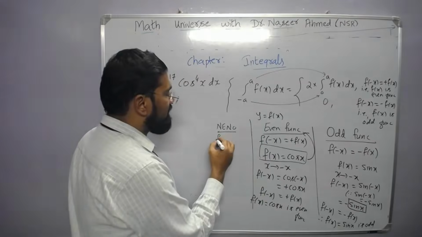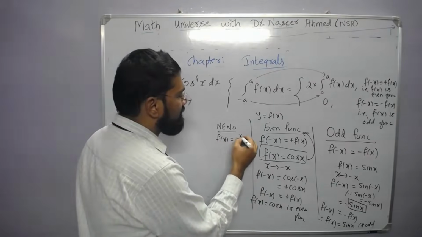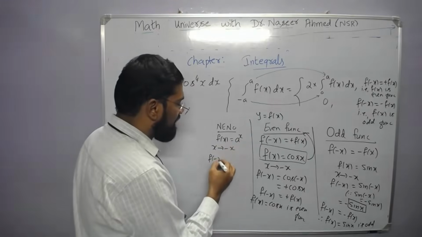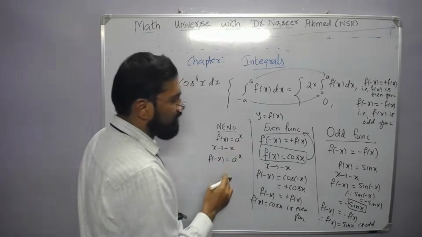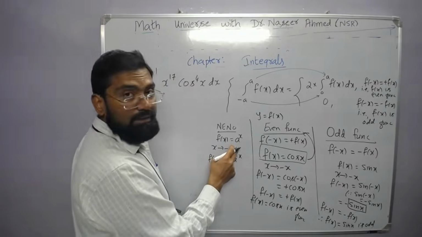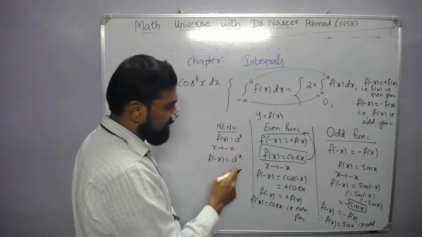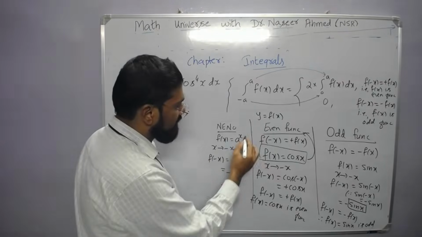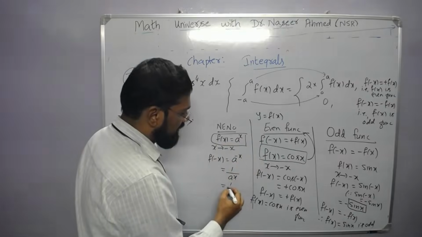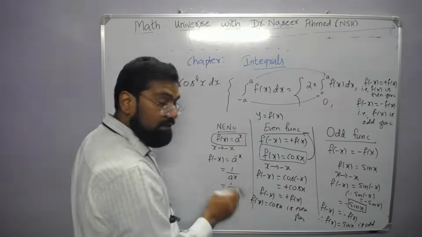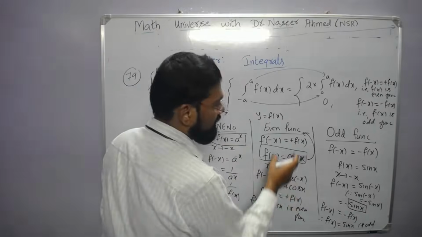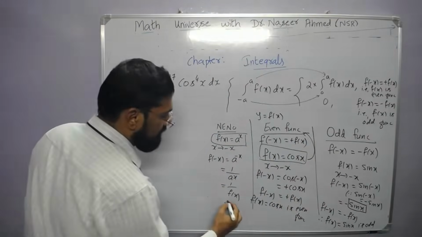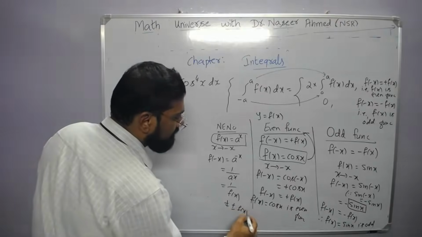For example, f of x is equal to a power x. Now, if I replace x by minus x, f of minus x is equal to a power minus x. Whatever you do, you cannot bring this to the denominator. So I want to make the power of a positive, and you can just bring it to the denominator. What is this becoming? This is f of x, so you get 1 divided by f of x. I'm not getting it in the numerator, I should get it in the numerator. So it is neither even nor odd. This is the example which is not equal to plus or minus f of x.